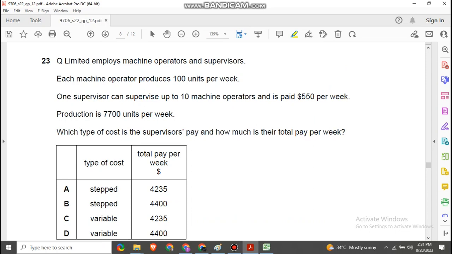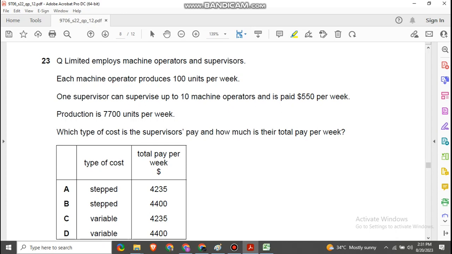Now, the supervisor salary that we pay is actually an indirect cost. In this case, the indirect option is not given, and it is not a variable cost because it doesn't change with the output. So it must be a fixed cost. Why is it a fixed cost? Because a supervisor can supervise up to 10 machine operators. If you require more than that, then I need to hire another supervisor.